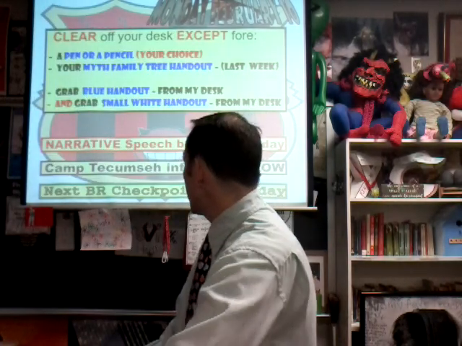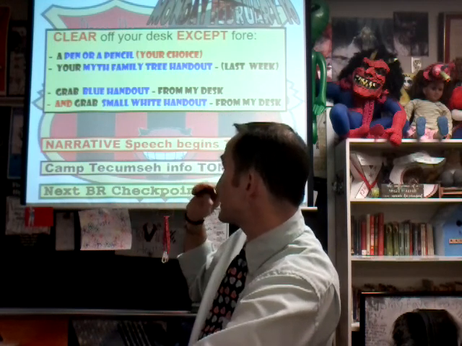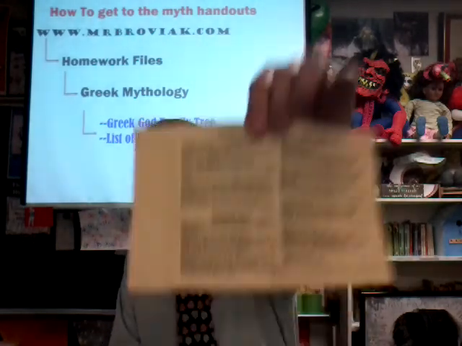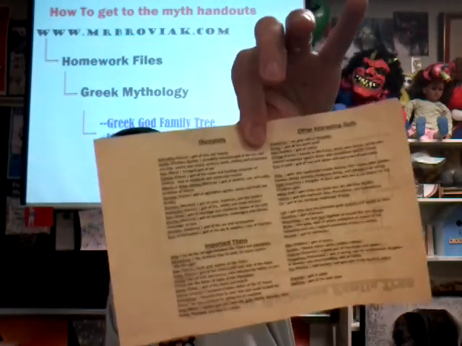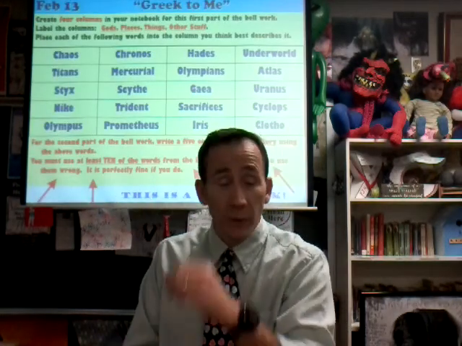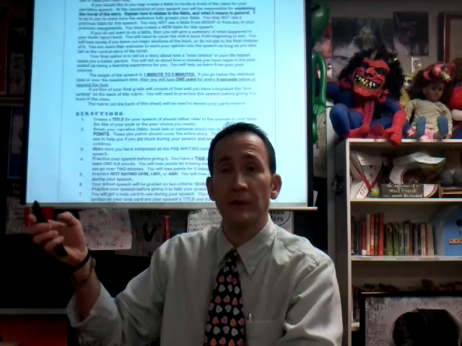Let's see, coming up, narrative speech we're going to talk about in a moment. Camp Tecumseh tomorrow. Book report checkpoint coming up on Friday. And if you lost this little yellow sheet that has all the information on it, you can get a new one from my website. There's a whole Greek mythology page. This we are now officially done with. We get to actually move into really kind of Greek mythology things today.